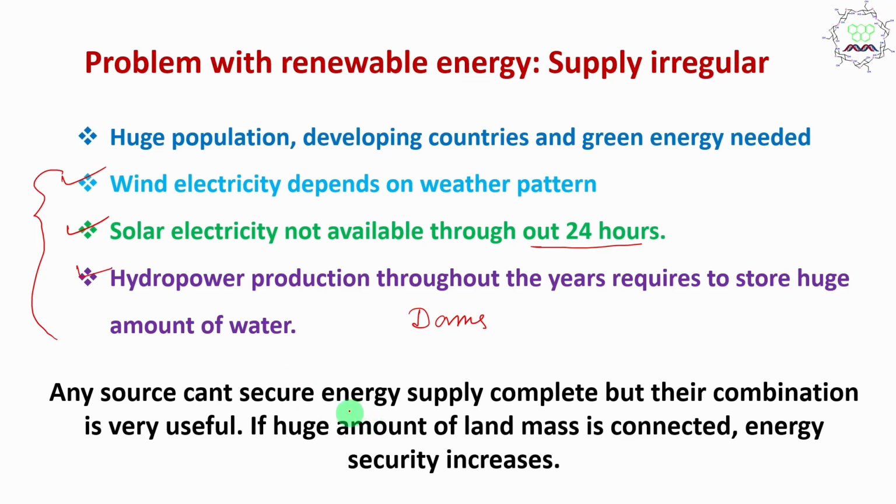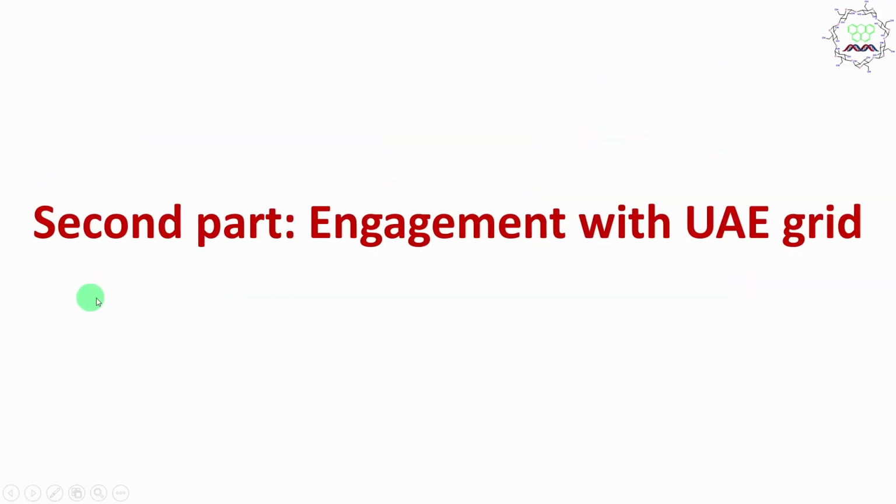So that's why a huge amount of landmass, from ASEAN to India, is connected through a grid, such that when a particular zone has more energy, that could be transported to India. In this way, we can fulfill energy security. Now let's go to the second part of this project, that is engagement with the United Arab Emirates grid.